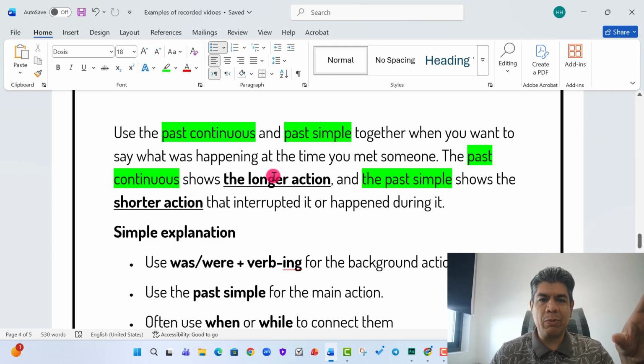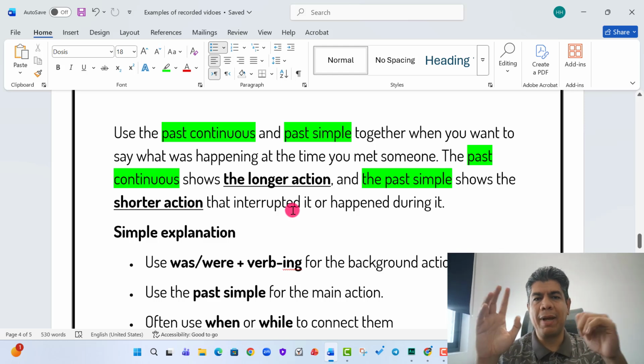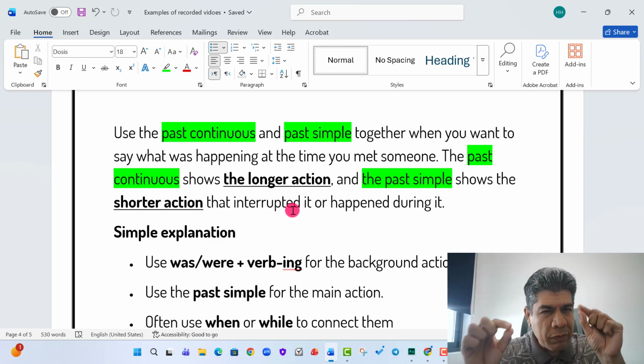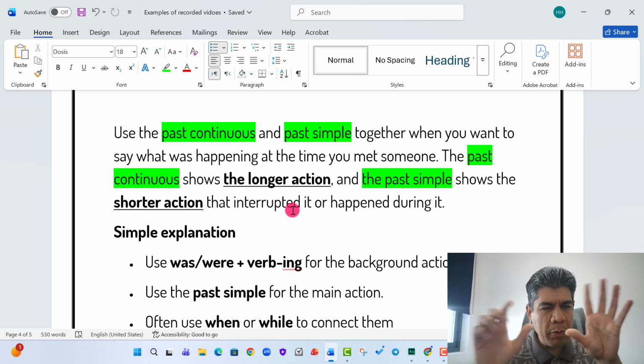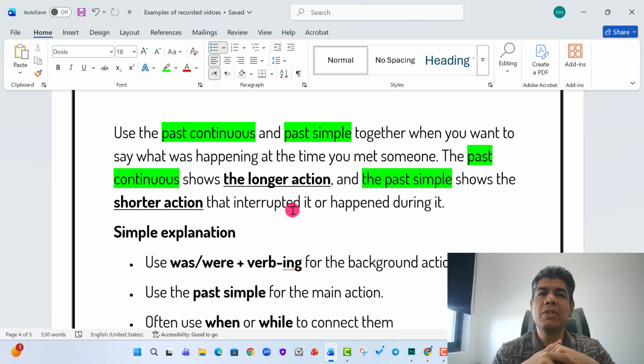The past continuous shows the longer action and the past simple shows the shorter action that interrupted it or happened during it. Okay? Very simple. So we got two tenses: past continuous, past simple. Past continuous for the longer action that continued for a short or long period of time in the past. But for the shorter action, we use past simple.